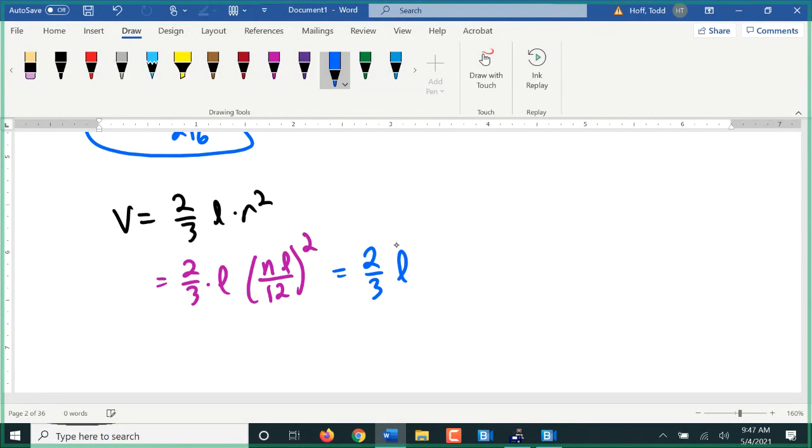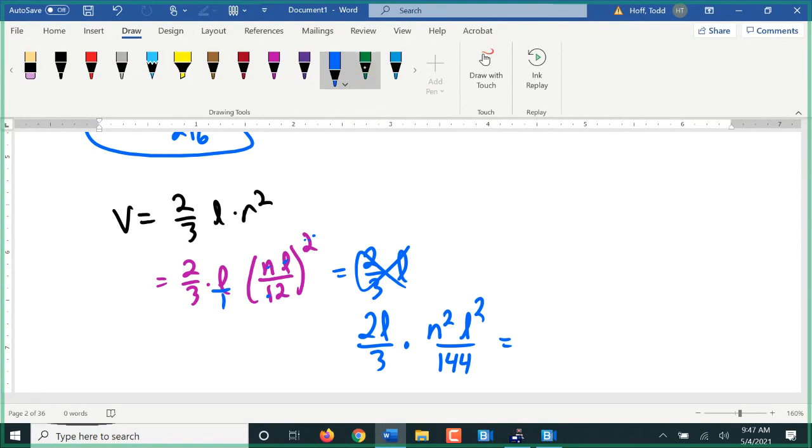In fact, I'm going to write that as 2L over 3. I'm going to multiply the 2 times the L, treat that as an L over 1. And then times N squared is N squared. L squared is L squared. And 12 squared is 144.